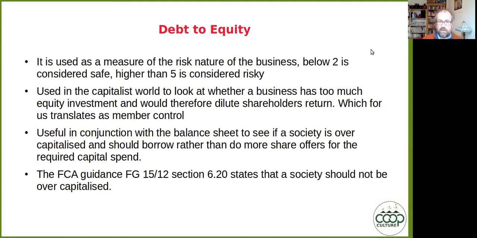It's used as a measure of risk. So we can use it to see how risky the business is in the same way that we use the debt to asset ratio to look at how risky the business is. With the debt to equity ratio, we're thinking below 2 is generally considered safe, and if it's more than 5, we think it's probably quite risky.